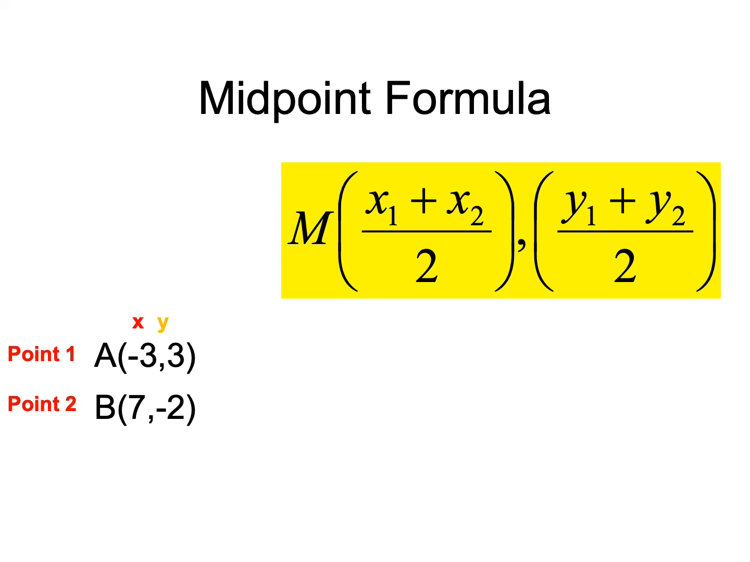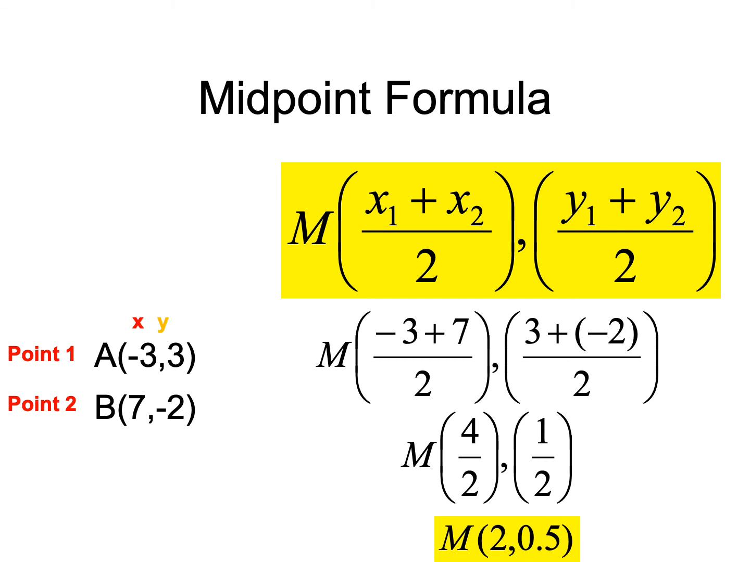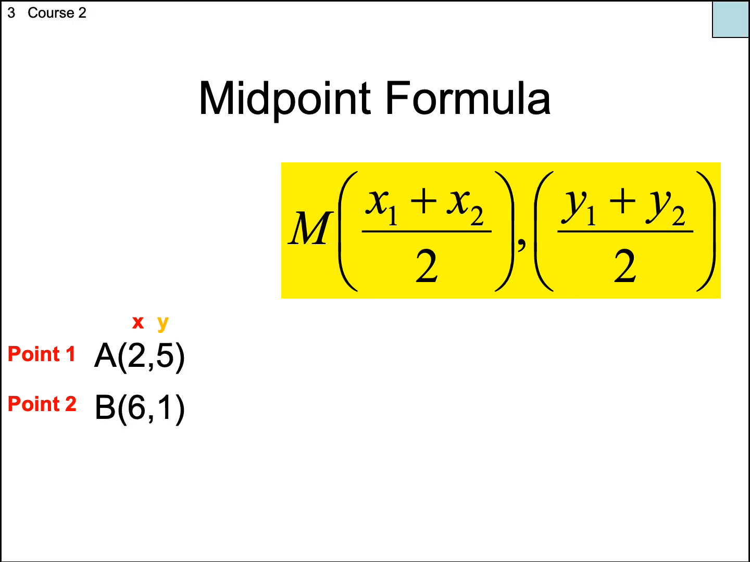X sub 1 is minus 3 plus x sub 2 is 7. So minus 3 plus 7 all over 2, comma, because remember this is a point, comma, 3 plus negative 2. Okay? Negative 3 plus 7 is 4. 3 plus negative 2 is 1. 4 divided by 2 is 2. And a half is a half. Okay, I wrote it as 0.5 just because of the space there. You could have left it as 1 over 2. Make sense? All right, let's do one together.